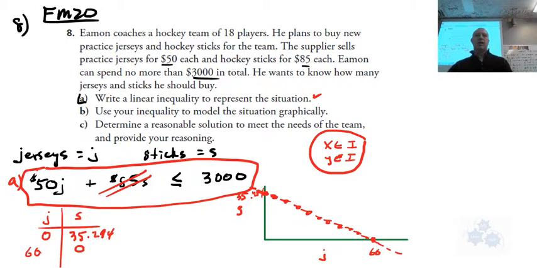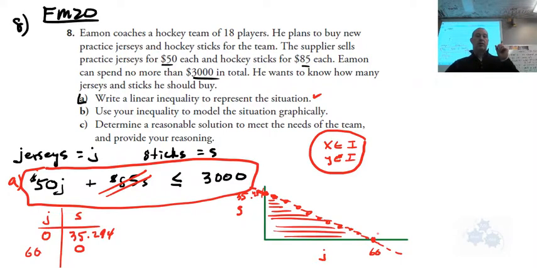Are there any other questions, or are we good so far? Okay, so we have to shade above or below the region. Which one do you think we're going to do? It's a less than, so you think maybe underneath, right? Obviously if we bought one jersey and one stick, that would be less than 3,000, right? So one jersey and one stick will be in here, and we're not going to go negative, so you're going to do this.